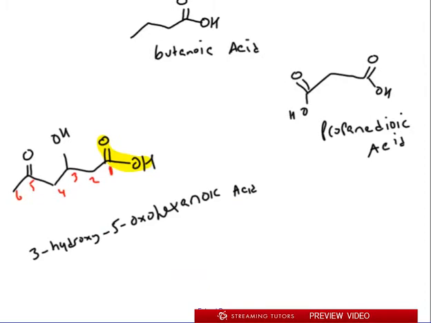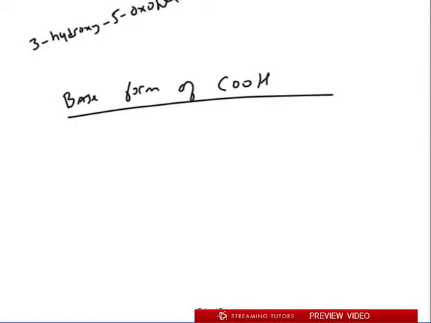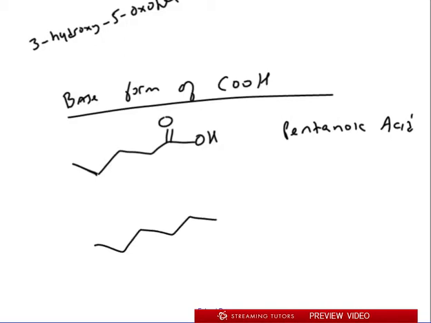Okay. Now, another thing that I want you to know is the base form. So how do you name the base form of a carboxylic acid? Let me give you an example. Let's say we have, right here, 1, 2, 3, 4, 5. So this is a pentanoic acid. Now, if you remove the H and it becomes the base, how do you name it?